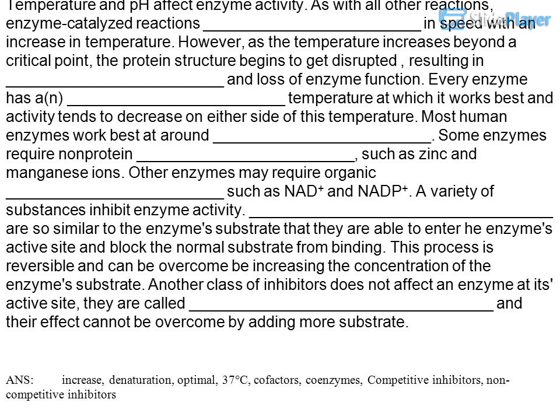Another class of inhibitors does not affect an enzyme at its active site. They are called _, and their effect cannot be overcome by adding more substrate. Answers: increase, denaturation, optimal, 37 degrees Celsius. Cofactors, coenzymes, competitive inhibitors, non-competitive inhibitors.